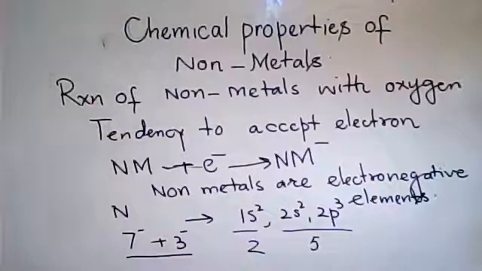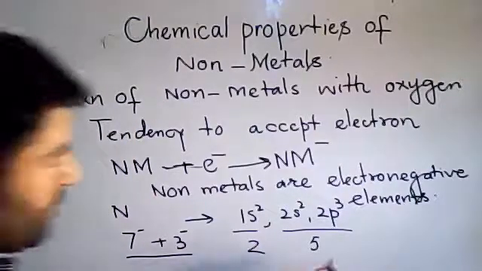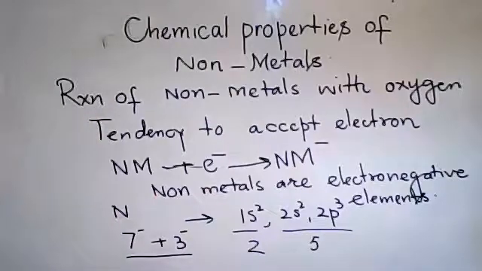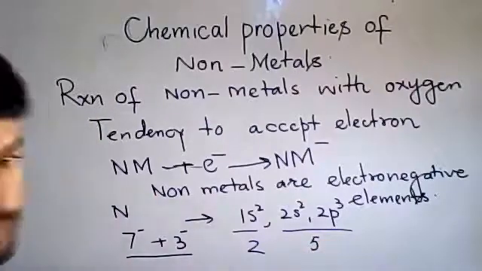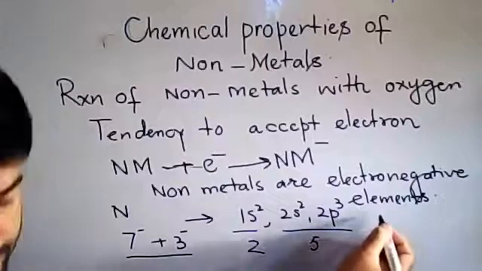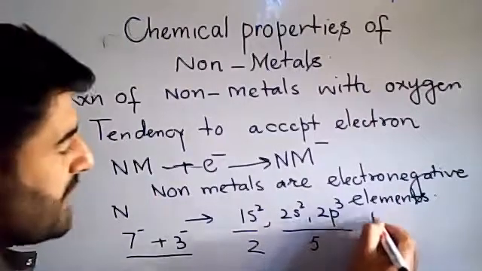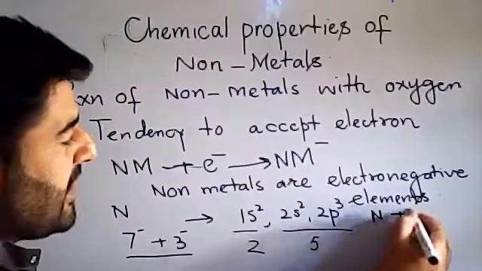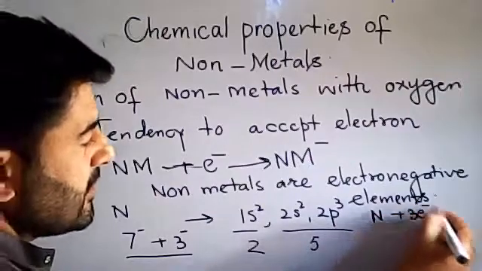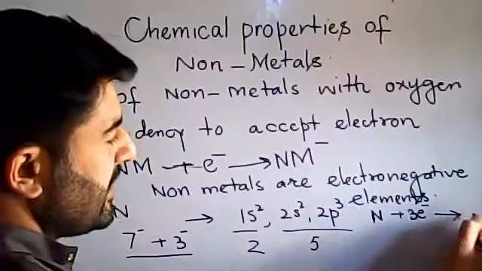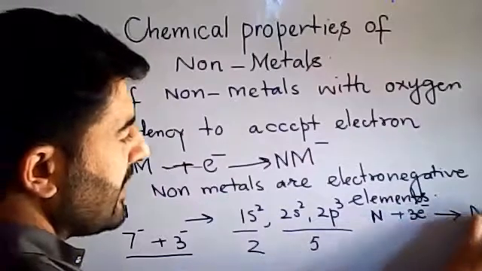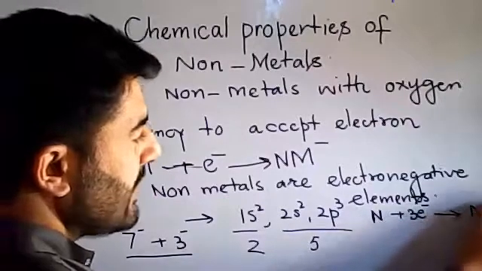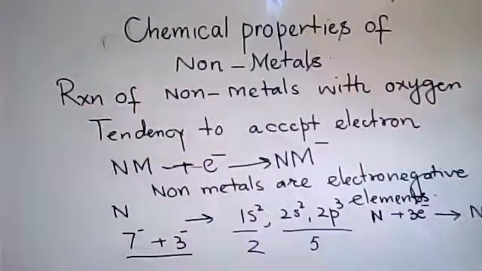So we are writing this. Nitrogen will accept 3 electrons to complete its octet and it will get charge of 3 minus like this. So it will get charge of 3 minus.